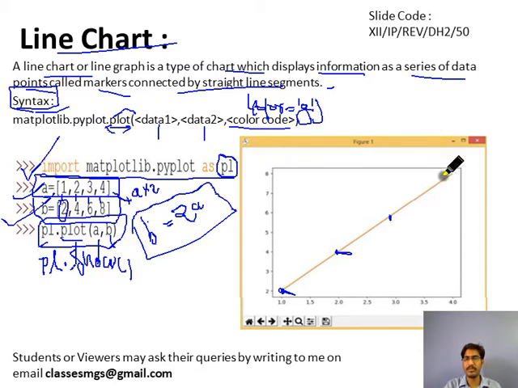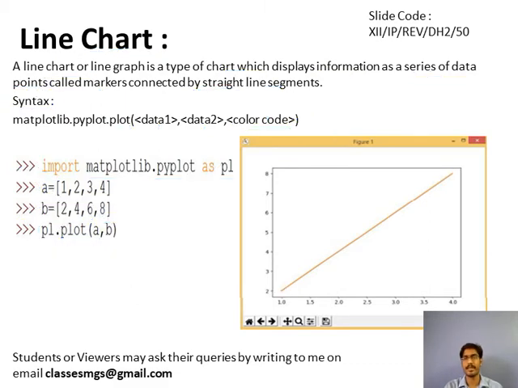Then we have the 4, we have the marker somewhere here. By default the markers would be hidden, only a straight line will be displayed. If you want to show the marker, we will see how we can show the marker also. So this is basically to draw a line chart, you can use this plot function. Keep this in mind.